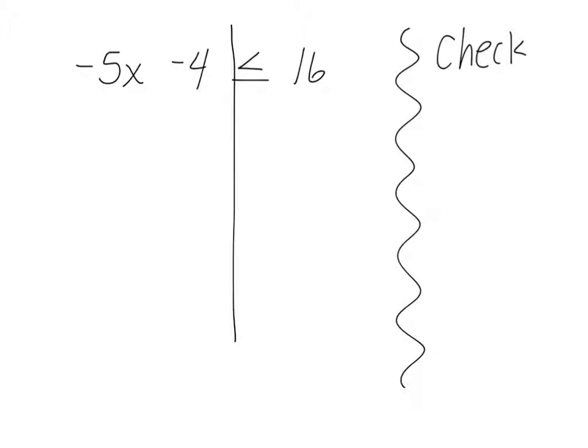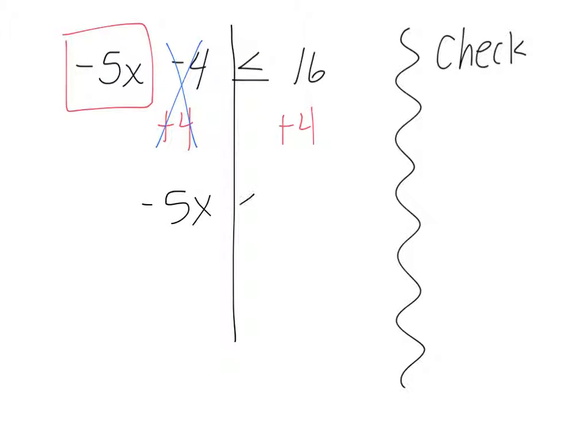We have minus 4, so we're going to add 4 to undo it. Do the same thing to the other side. The 4's cancel each other out. We're going to bring down everything that is left over, so remember that includes that negative sign right there. So negative 5x is less than or equal to 20.